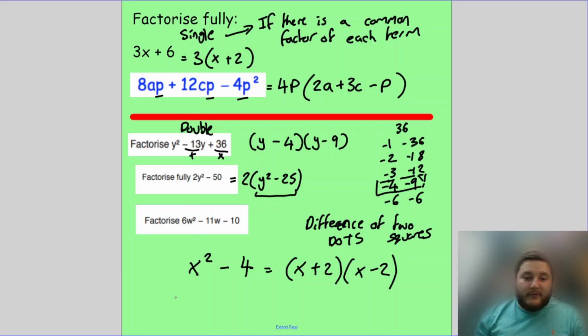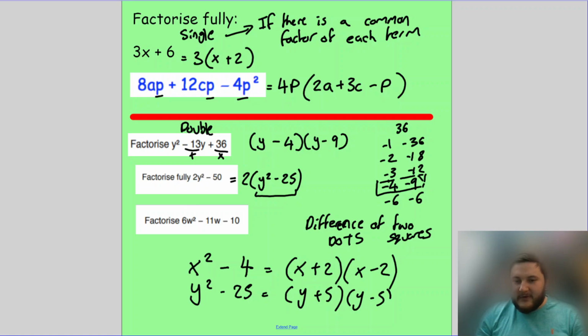So in our example, we've got y squared take away 25. The factorisation of this is y plus 5, y minus 5, because it's dots, two squared numbers subtracted from each other. So here, this factorisation is going to be 2 brackets, y plus 5, y minus 5. Now I can't forget that 2 on the front. That's still part of the factorisation, so I have to keep it there. But that would be factorised fully.